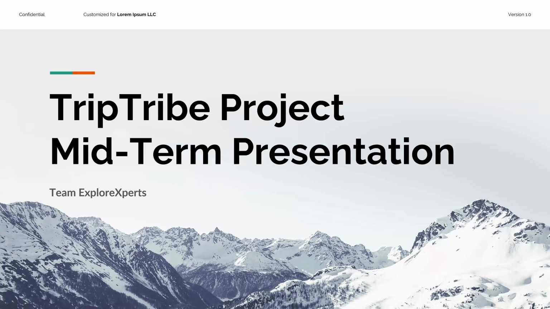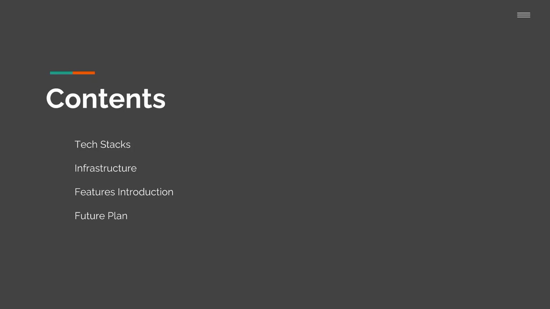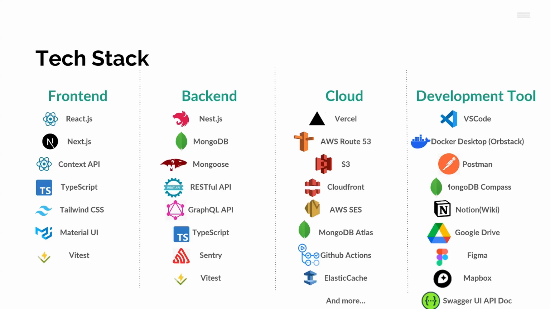TripTribe is a platform focused on recommending attractions and restaurants to users. So far we have built a web framework, and in this section our tasks are to enhance it and add more features. Now we will talk about our tech stack, infrastructure, feature introductions, and plans. Here are our stacks in front end, back end, cloud, and dev tools.